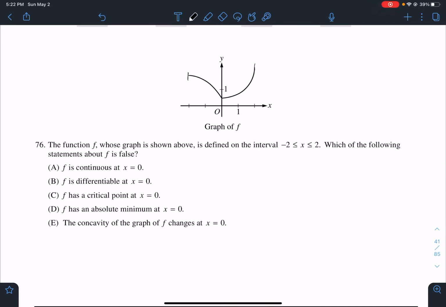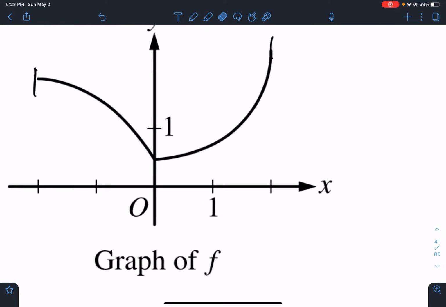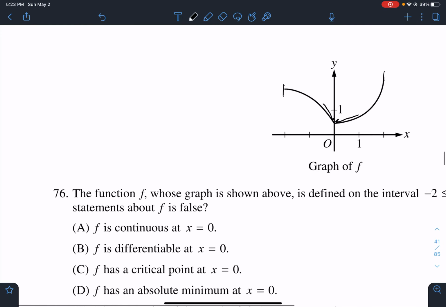Alright, so the first one, number 76, we're trying to find which statement about this graph, f, is false. So let's take a look at A. F is continuous at x equals 0. We know that f is defined on every value from -2 to +2, so there's not going to be any discontinuity here. And we can see that the limit from both sides, as x approaches 0, goes to the same point. So we know f is continuous. That's a true statement, so we can rule out A.